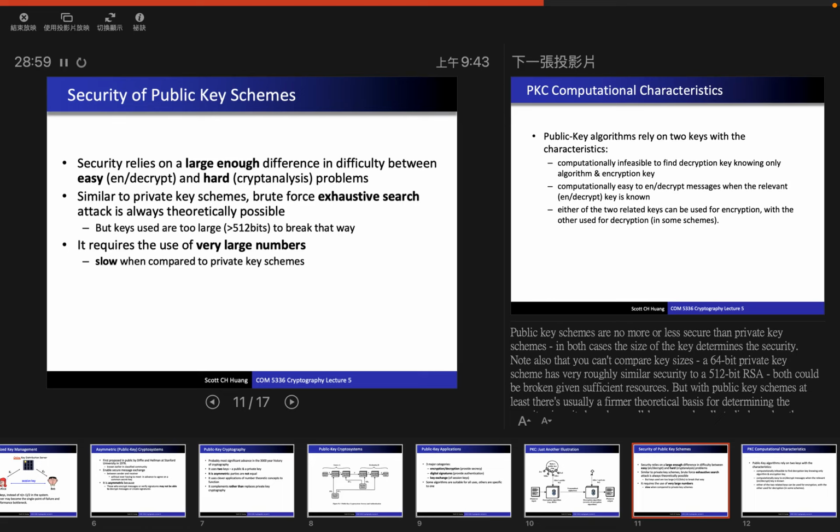The brute force exhaustive search is theoretically possible, but it will take really long. Most likely it requires the use of very large numbers. So that's the reason why, in the beginning of this course, I gave you guys assignment 1 to practice these large numbers. Okay.